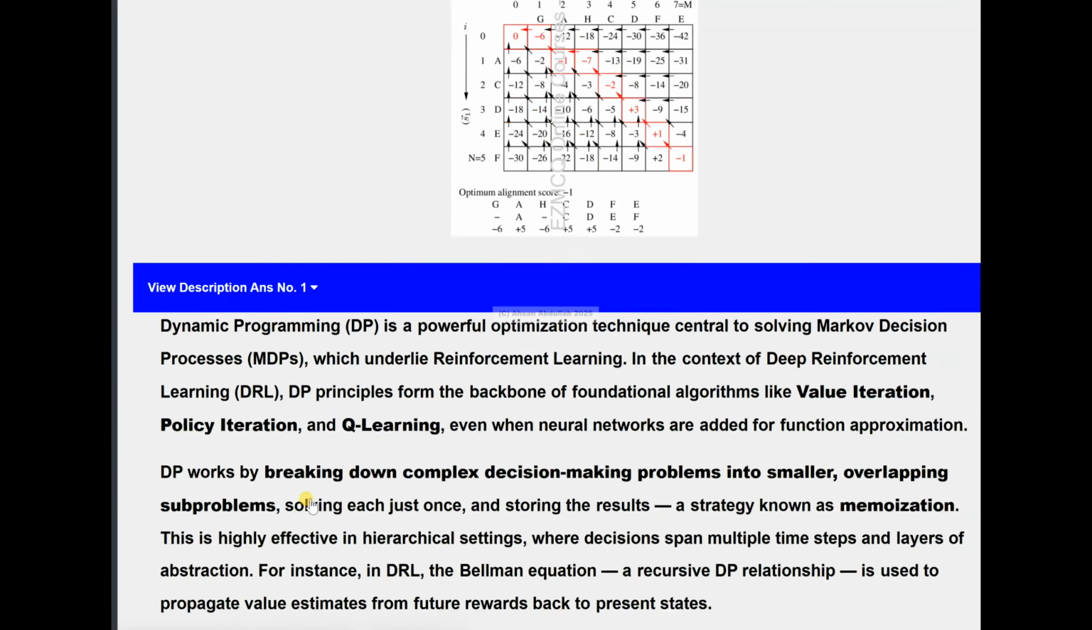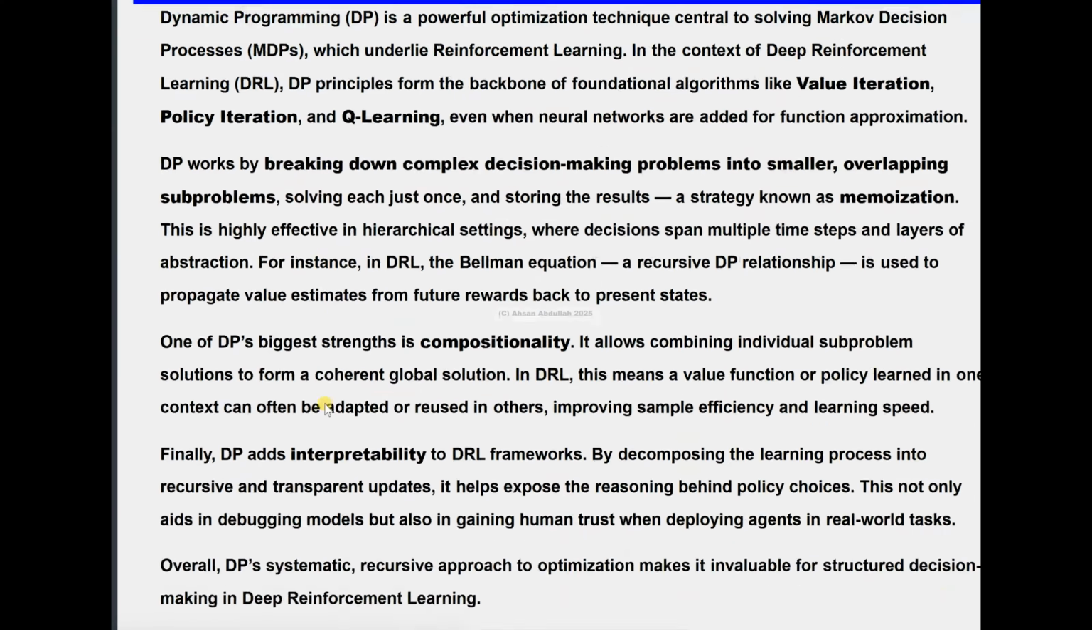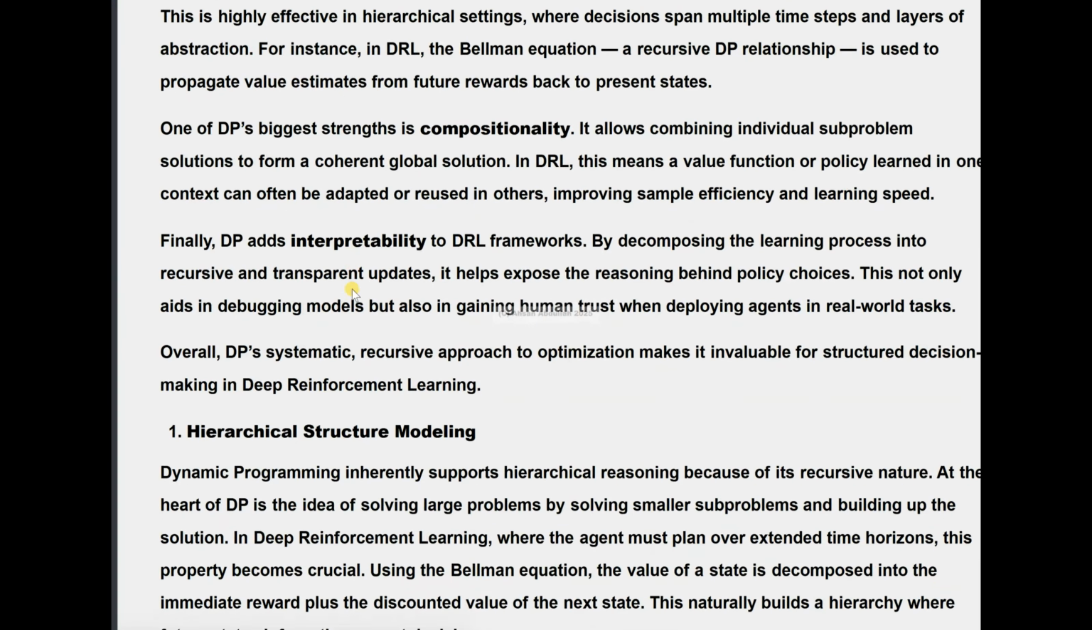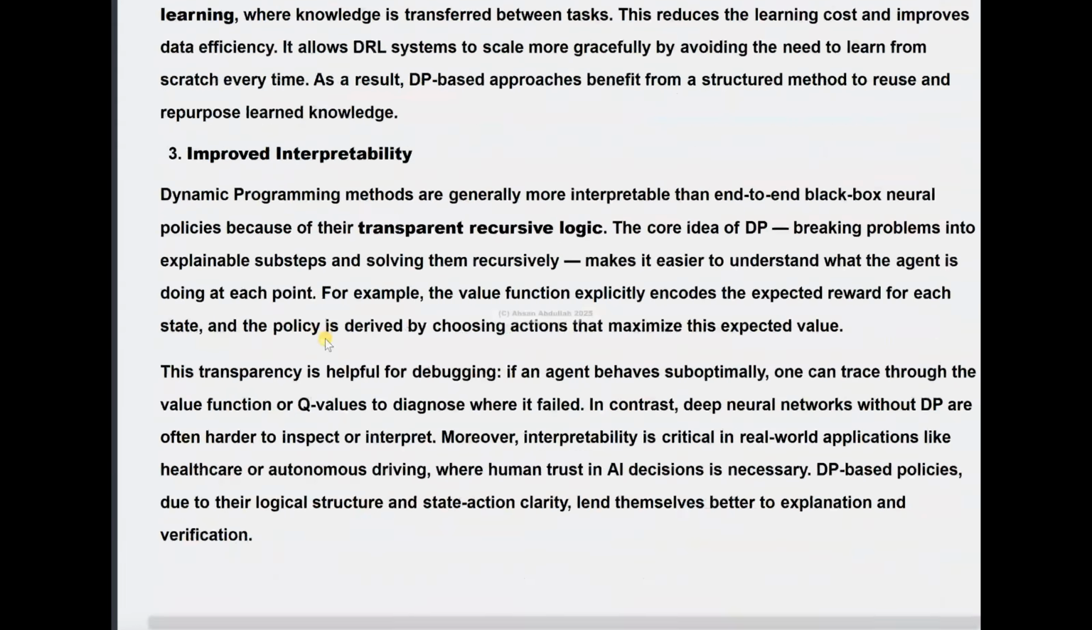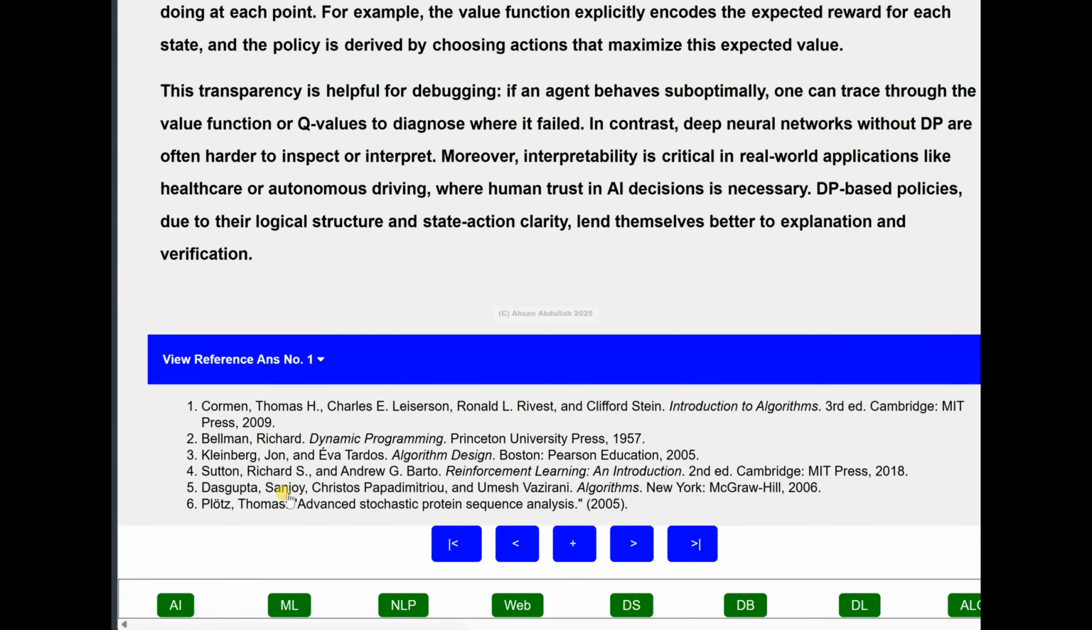Okay, so if you are interested, and you should be interested, these are the details. This is a little bit of background. Then the bullets are explained in more detail, and this is the reference.